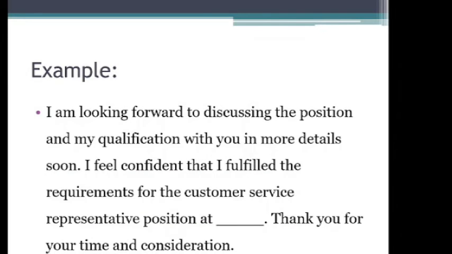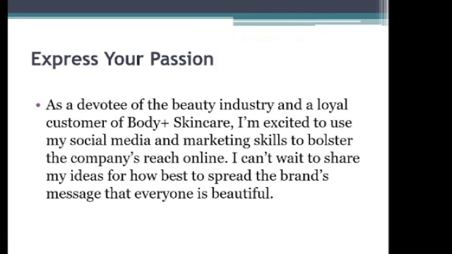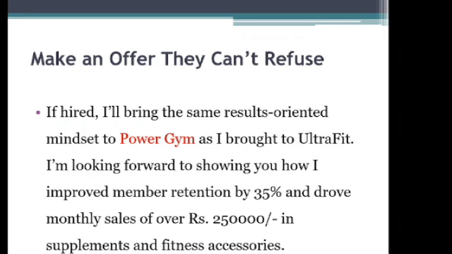Now here is an example. When you close the letter, you can say, "I am looking forward to discussing the position." So it is a call to action. You are looking forward to something. And you can say, "I feel confident that I fulfill the requirement." So this is how you can close your letter. These are the different ways where you can close a letter.